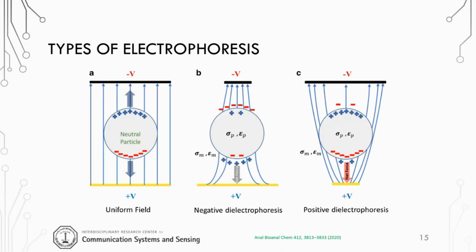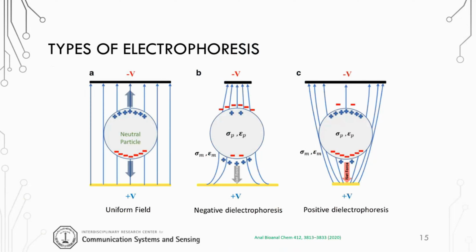When we attract the particle, usually we call it positive dB, and if we want to repel the particle, we call it negative dB. So we have two types, negative dB and positive dB. Maybe I don't need to explain more here because this is obvious. We need to make sure about the permittivity and the conductivity.